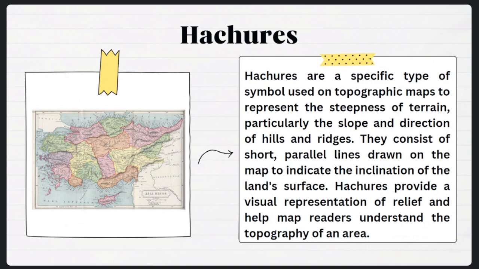Hatchers were commonly used on older topographic maps before the widespread adoption of contour lines to represent elevation changes. Contour lines have largely replaced hatchers as the primary method of depicting topography due to their ability to provide more precise and quantifiable elevation information. However, hatchers can still be found on historical maps and are occasionally used for artistic or illustrative purposes.